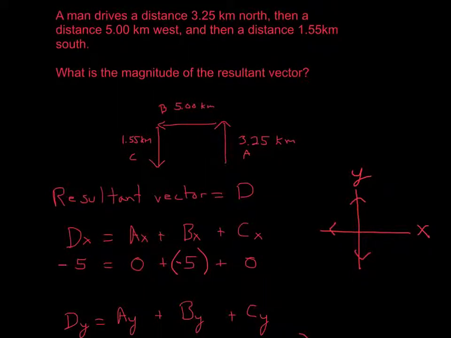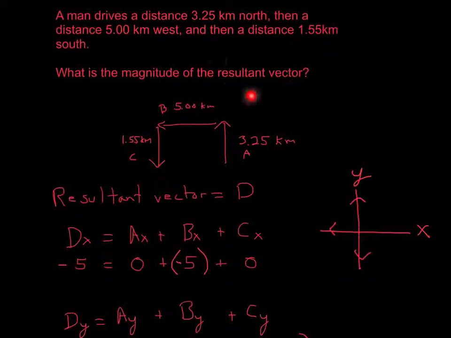So in this question, a man drives a distance of 3.25 kilometers north, then a distance of 5 kilometers west, and a distance of 1.5 kilometers south. What is the magnitude of the resultant vector? So the first thing you do is just draw a picture. So you have 3.25 kilometers north, 5 kilometers west, and 1.55 kilometers south. And all I did was label it A, B, and C, just to make it easier.